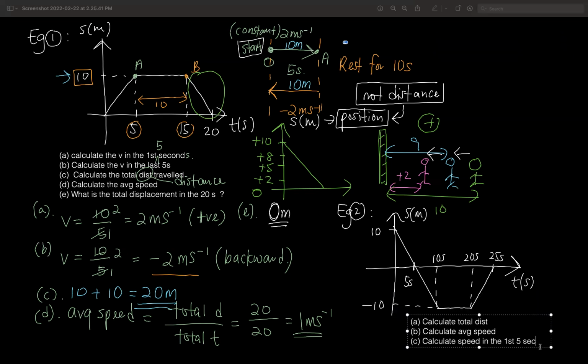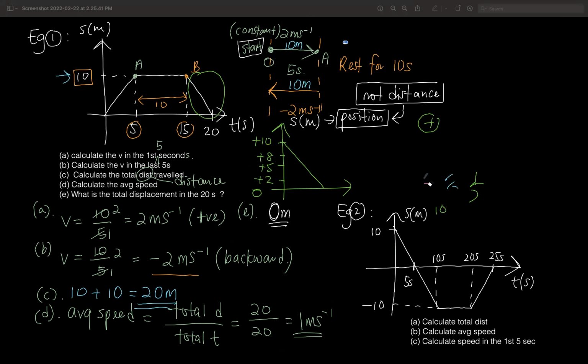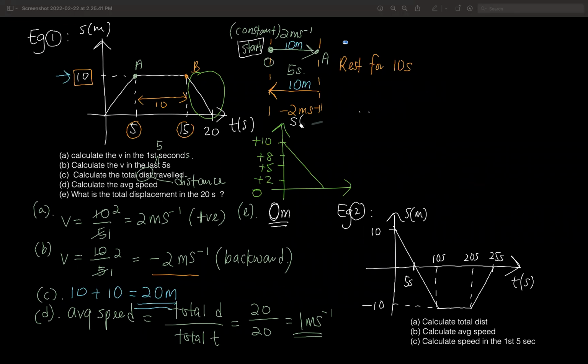Okay, one more question, then we will go to the VT. Okay, let me get some space here. So I erase this. Now, looking at the graph down here, try we sketch the motion.